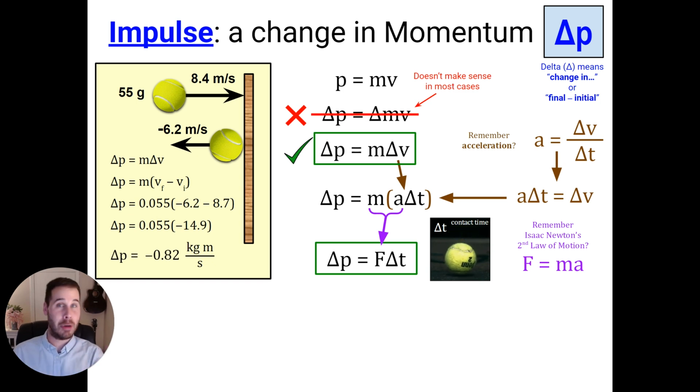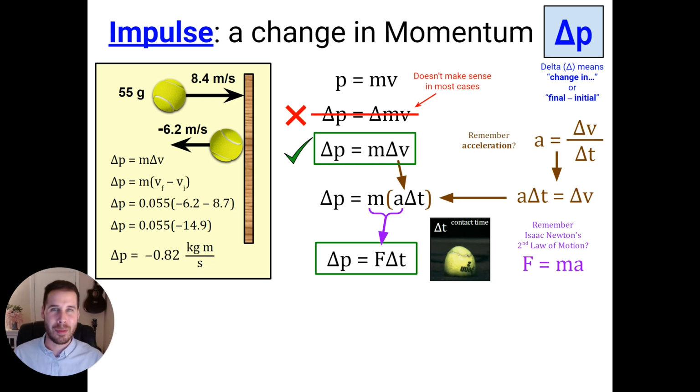Instead of writing m times a, I wrote F. So now I've got this new formula that also calculates the impulse that something puts onto an object, the oomph that it transfers, the change in momentum that it causes. And this equation for impulse is based on completely different variables. So it seems kind of silly that we would need two formulas for the same thing.